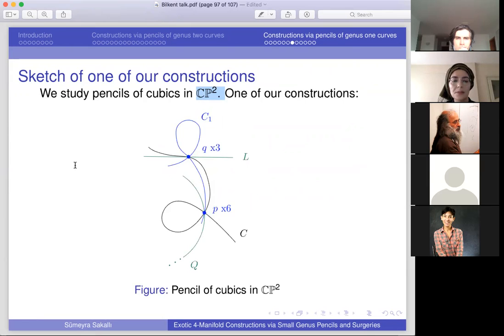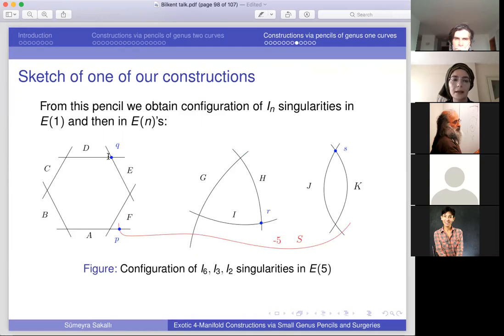In that one, I work with this pencil of cubics inside CP2. Here Q and P are the base points of that pencil, and their multiplicities add up to 9. By Bezout, it must be the case. C1 is an irreducible cubic, C is another irreducible member of that pencil, Q is a conic of degree 2, and L is a line, and we take their union, which is another member of that pencil. Then out of this configuration, I obtain these 3 singular fibers. Again, every line you see here is a sphere. These are all -2 spheres. First, I obtain these 3 inside E1. E1 is CP2 blown up at 9 points. And then by doing some other operations, I pass to larger manifolds, the En's. Here in this picture, I obtain that inside E5. It is a symplectic manifold, and the -5 is its section.